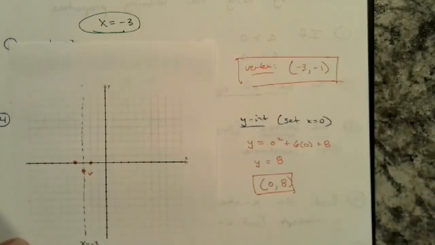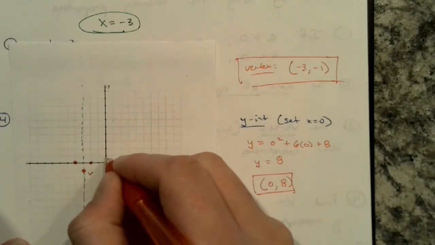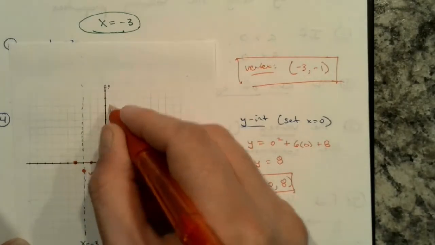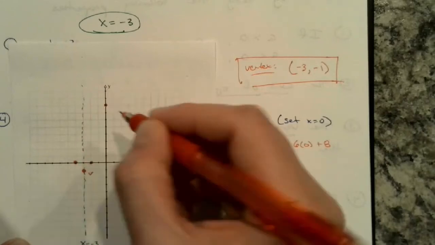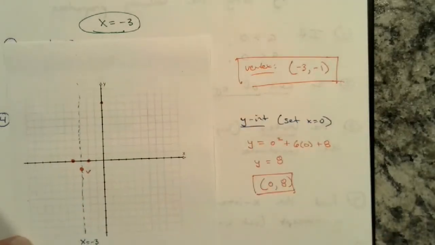And for the y-intercept, 0, 8, so 0, 1, 2, 3, 4, 5, 6, 7, 8, right? 8 on the y-axis gives us another point. Now we could draw our curve in right now.